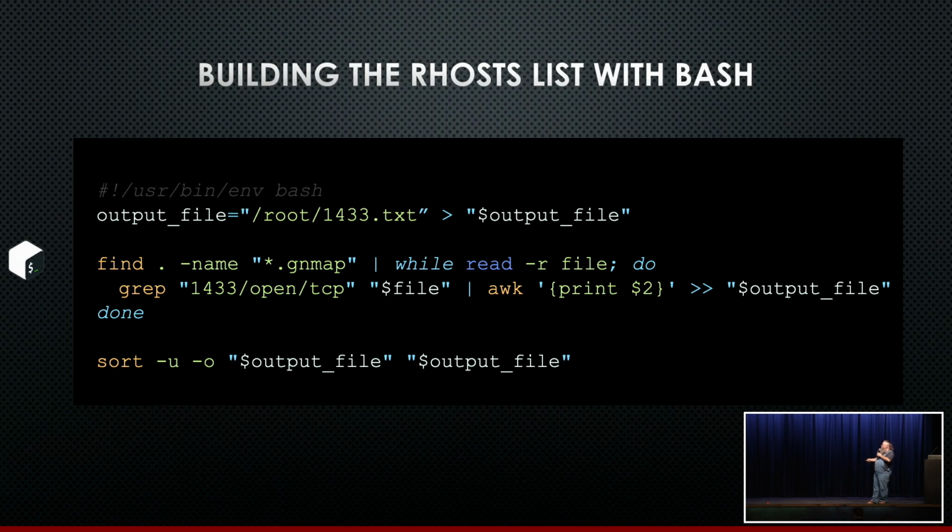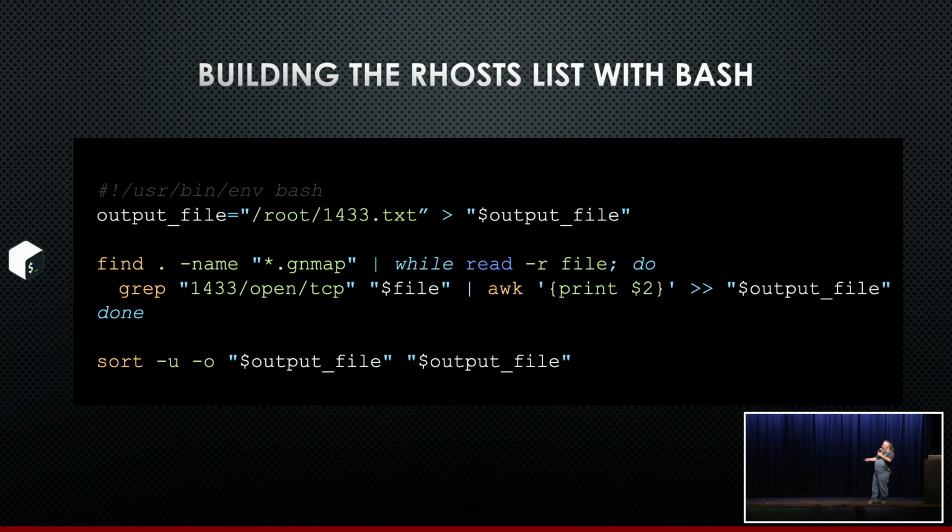So here we're going to go through and try to find: look in the current directory and subsequent subdirectories for anything named with a star.gnmap. So you're just looking for all your .gnmap files, or greppable nmap files. For each one, we're doing a pipe. You read, as we did before, while read of whatever the output file was that's coming from here, set it as file, and then you're going to do grep for 1433 open TCP.